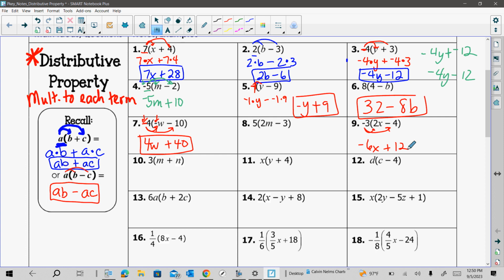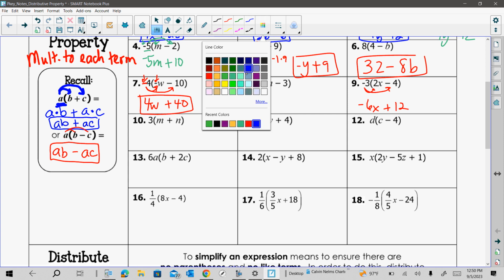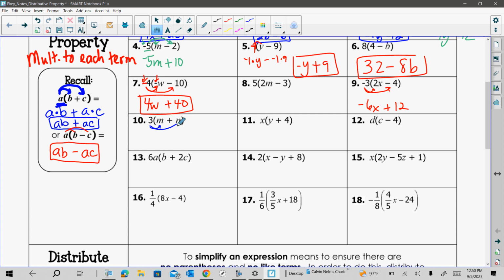Okay, that's what we're going to get to. On 10 through 15, you can distribute with 2 variables. That's fine. So we're just going to distribute the 3 to each variable, m and n. 3m plus 3n. Yes, done. We're going to distribute the x term to the y and to the 4. But make sure you write it correctly, okay? Whenever we have a number that's getting multiplied to a variable, the number is always written first. So this would be xy plus 4x.